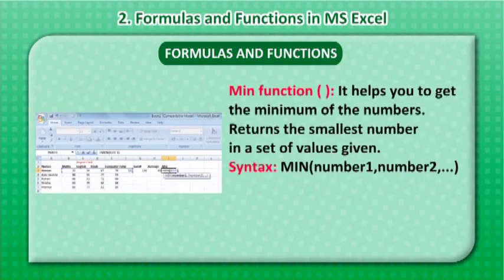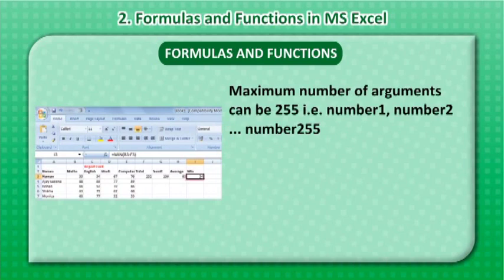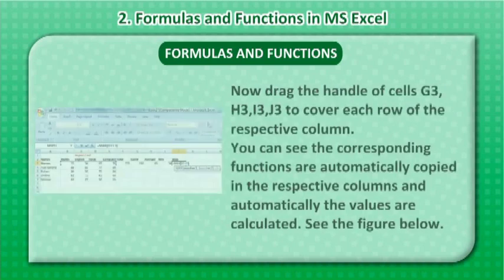Min function. It helps you to get the minimum of the numbers. It returns the smallest number in a set of values given. Syntax: MIN(number1, number2, and so on). The maximum number of arguments can be 255, that is, number1, number2 and so on up till number255.